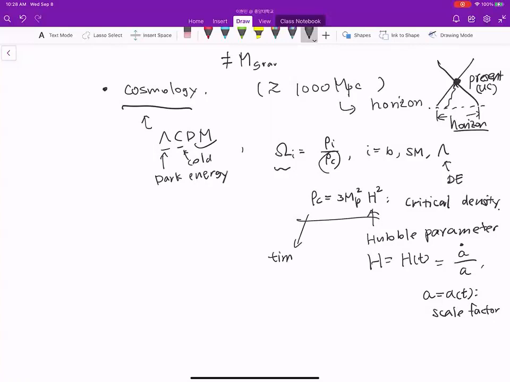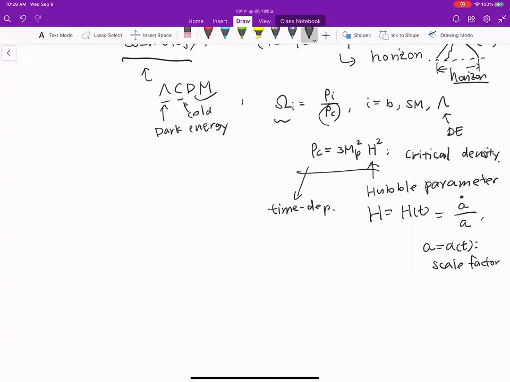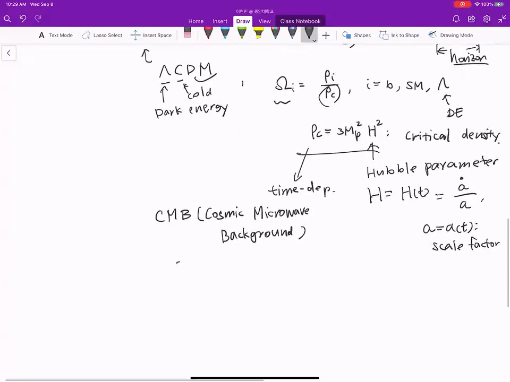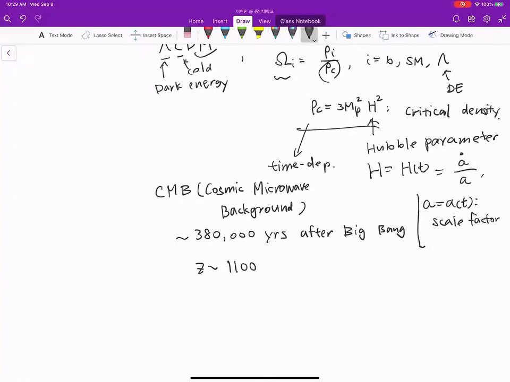But we are going to measure the necessary energy components in the past, like the CMB, the cosmic microwave background. So the microwave background is from the far past in the universe. It's about 380,000 years after the Big Bang, right? So it's roughly a redshift z of about 1,000.